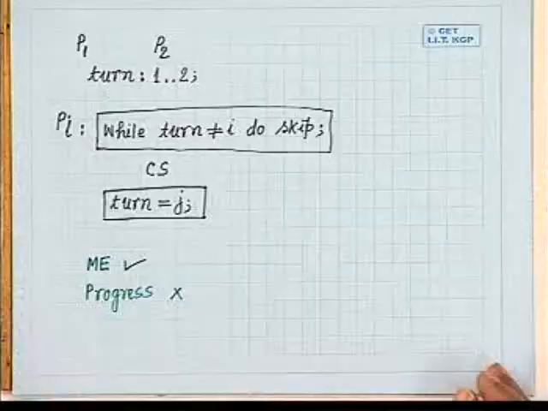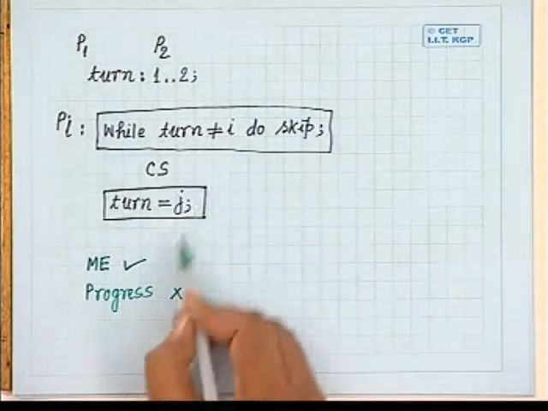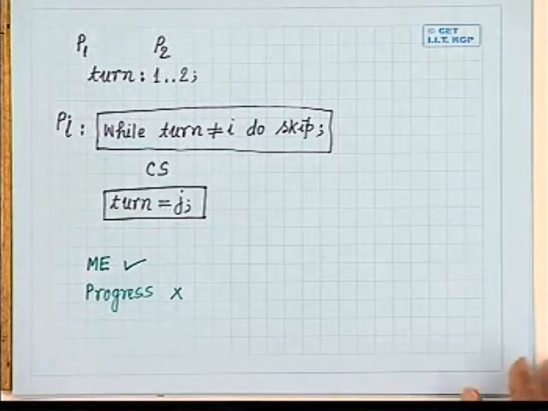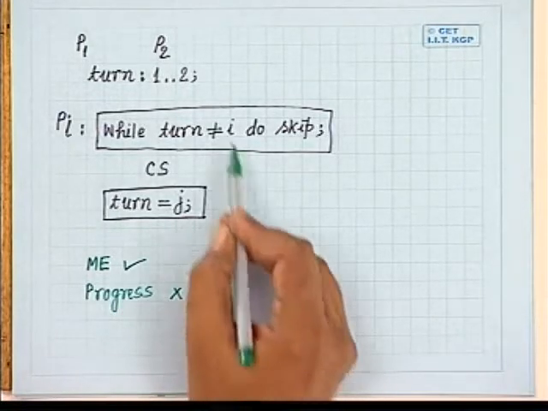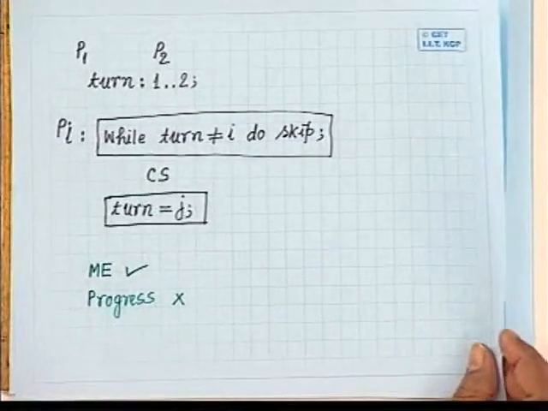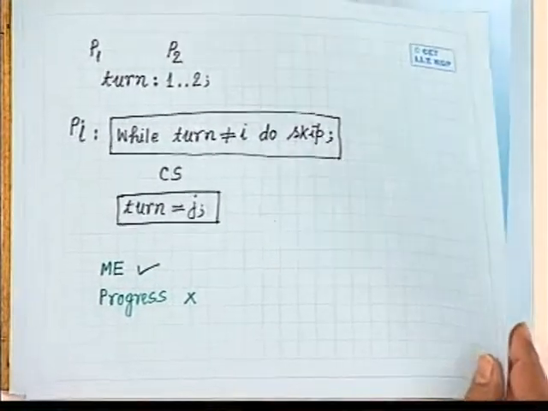Obviously, though it appears to be a very simple solution, it meets only one requirement, that is mutual exclusion. It does not meet the second requirement, which is progress. So it cannot be a desired solution for this critical region problem.